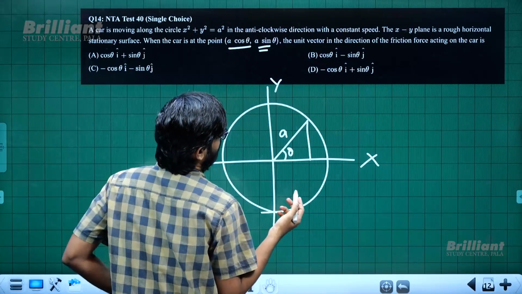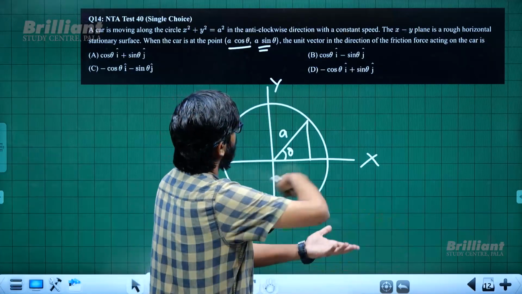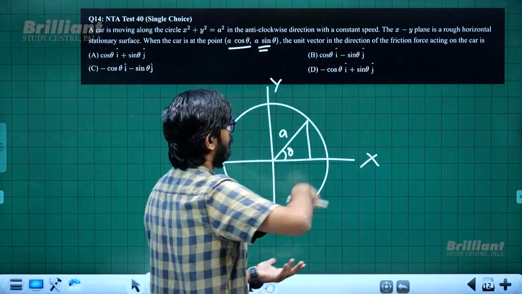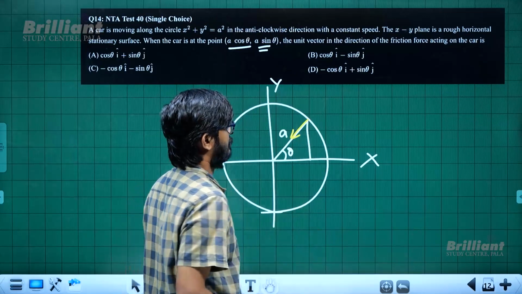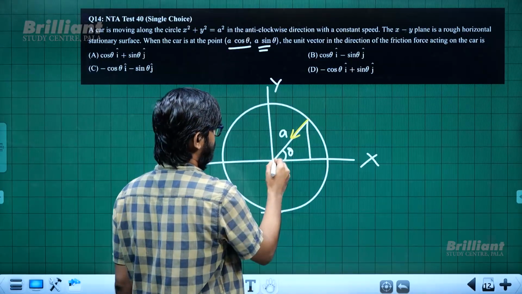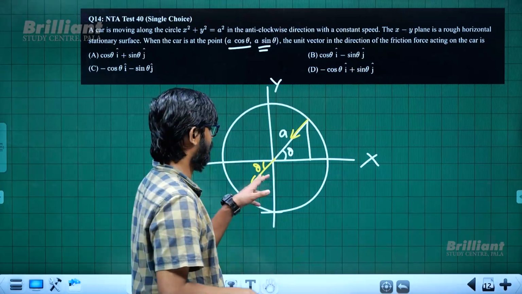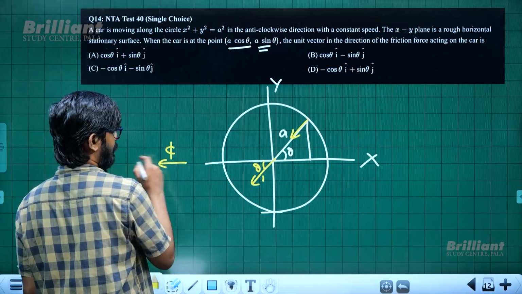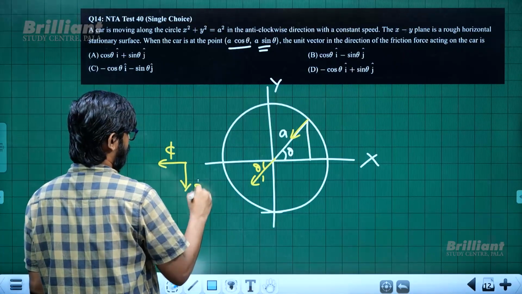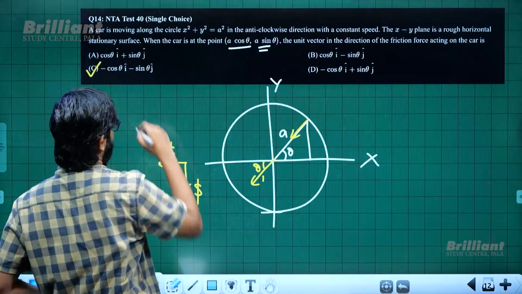Now, the unit vector in the direction of friction force. It is performing circular motion in the horizontal plane, so who will provide that required centripetal force? Friction will provide that required centripetal force. Now that centripetal force direction is this way. So let me say the direction vector is a unit vector. What will be its components? Its component will be 1 cos theta along negative i cap and 1 sin theta along negative j cap. So minus cos theta i cap minus sin theta j cap.